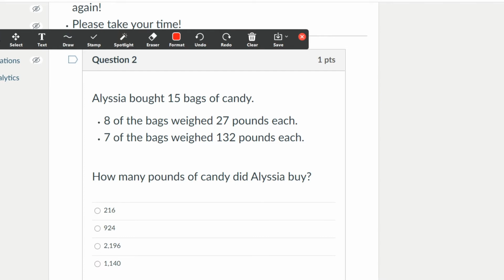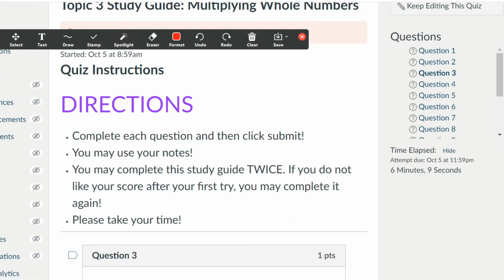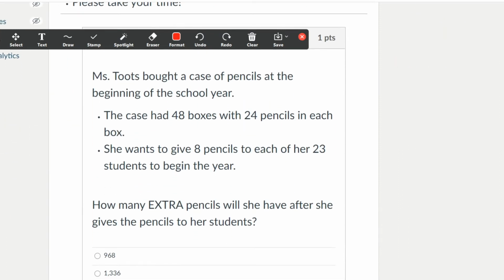Moving on to number 3. Miss Toots bought a case of pencils at the beginning of the year. The case had 48 boxes with 24 pencils in each box. She wants to give 8 pencils to each of her 23 students to begin the year. How many extra pencils will she have after she gives the pencils to her students?